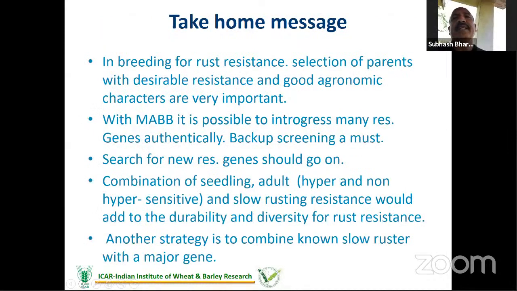The take-home message is that for breeding for rust resistance, you must have more than 1 gene, 2 or 3 genes, and marker-assisted backcross breeding is the best method. You should go for searching new genes, and a combination of seedling, adult plant, hypersensitive, non-hypersensitive, and then slow rusting genes. Another strategy that has come up recently, which Harvans is also practicing, is to combine one major gene with one slow rusting gene. That is going to be an ideal combination.